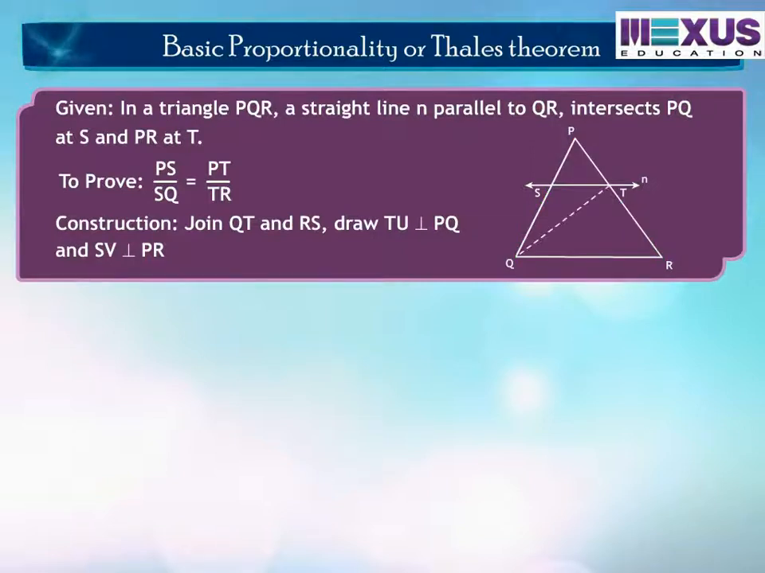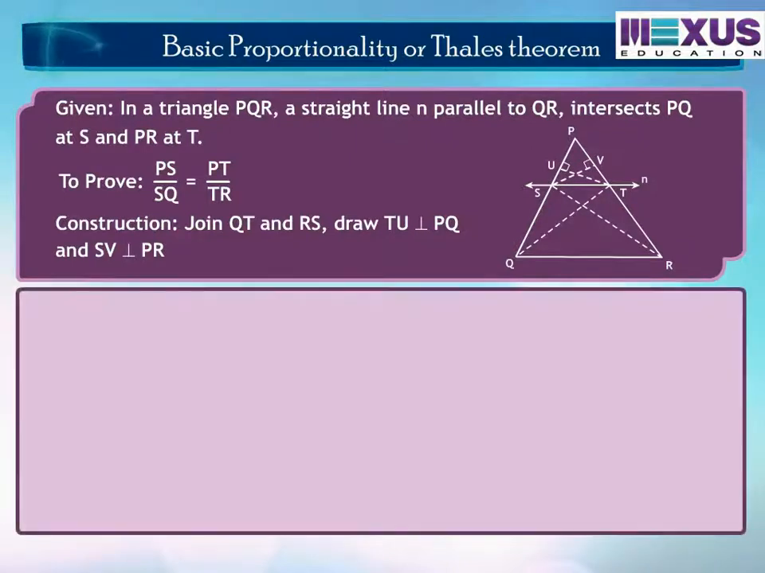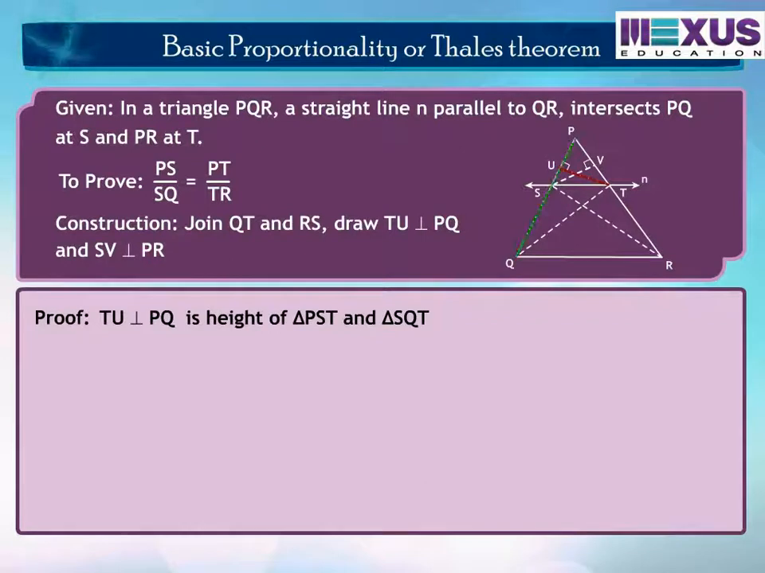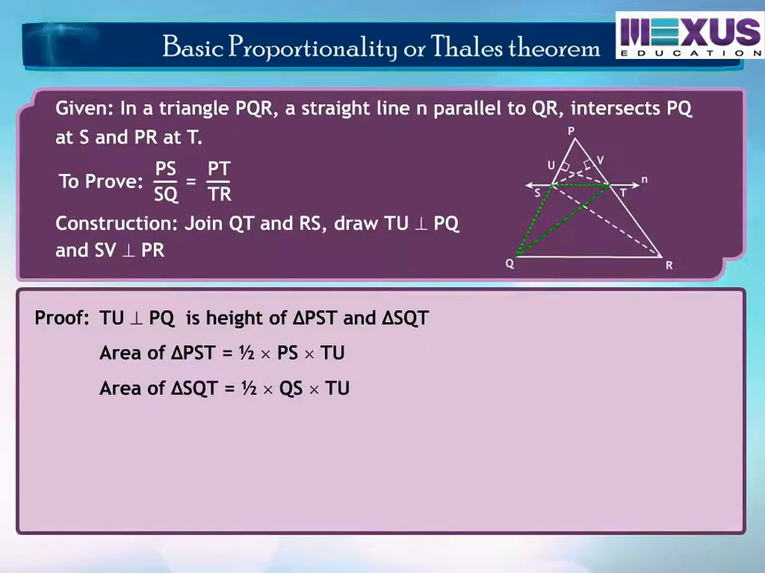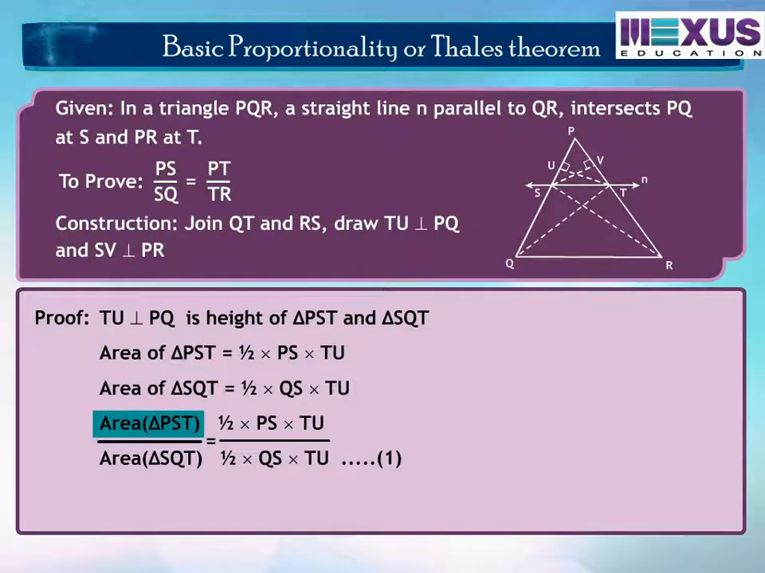Construction. Join QT and RS. Draw TU perpendicular to PQ and SV perpendicular to PR. Proof. As TU perpendicular to PQ is height of triangle PST and triangle SQT, area of triangle PST equal to half into PS into TU. Area of triangle SQT equals half into QS into TU. Then area of triangle PST divided by area of triangle SQT equal to half into PS into TU divided by half into QS into TU.